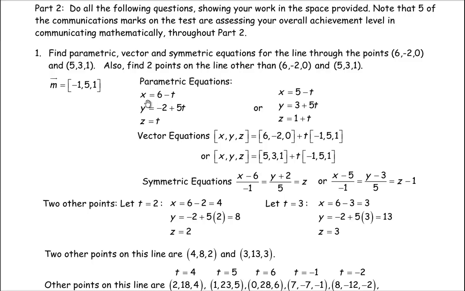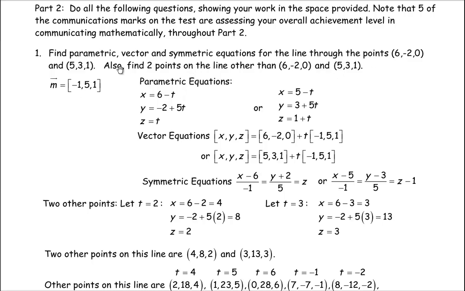In the first question, we're asked to find parametric, vector, and symmetric equations for the line through the points (6, -2, 0) and (5, 3, 1). And then we're also asked to find 2 points on the line other than those 2 points. So if these are 2 points on the line, we need to find a direction vector for each of these kinds of equations. So we would subtract the coordinates.